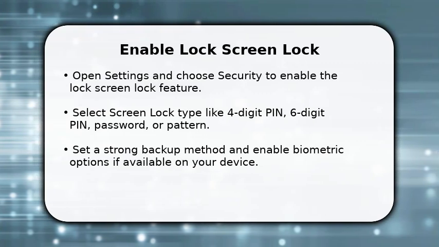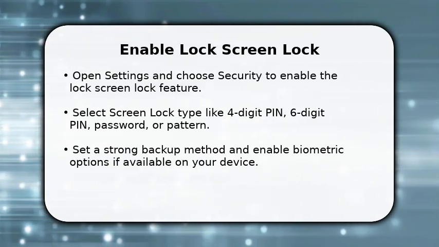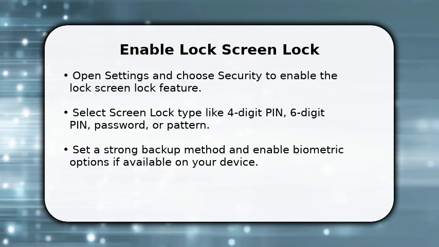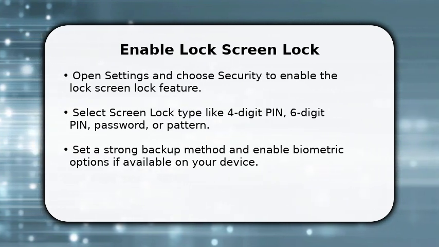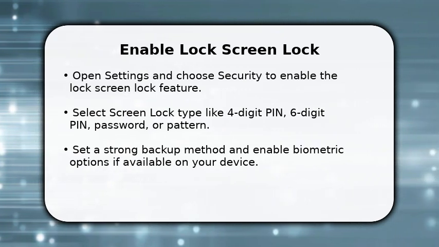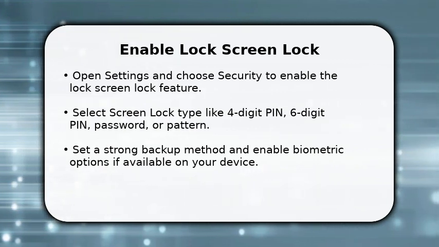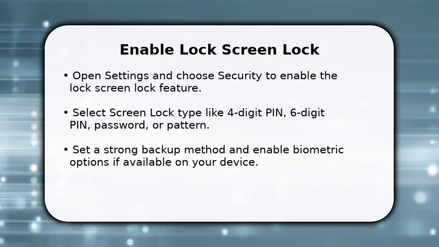Open Settings and choose Security to enable the Lock Screen Lock feature. Tap Screen Lock and verify your current device passcode when prompted. Select a screen lock type like 4-digit PIN, 6-digit PIN, password, or pattern based on your preference. Follow on-screen prompts and confirm your new lock credentials twice for accuracy.